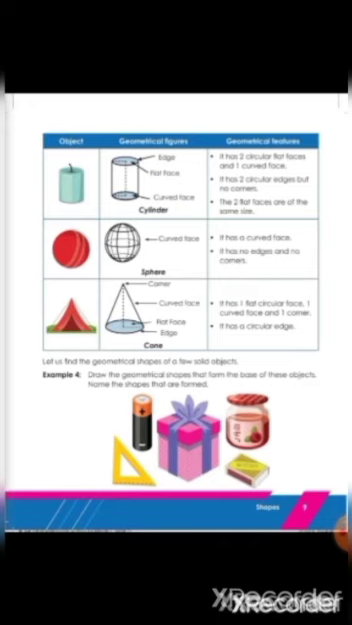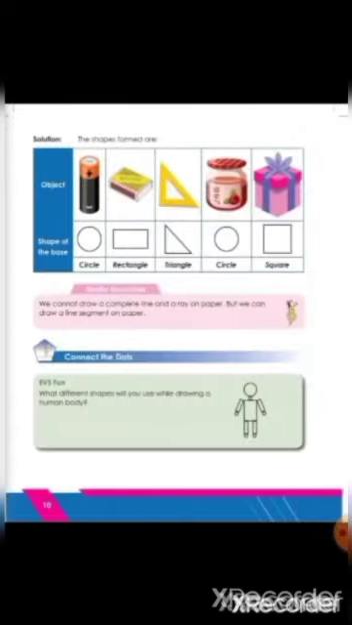Let us find the geometrical shapes of few solid objects. Example 4. Draw the geometrical shapes that form the base of these objects. Name the shapes that are formed. Let us see. First object is cell battery. What is the main base shape? It is circle. Come to the matchbox. Matchbox, the solid shape is cuboid and the basic shape is rectangle.